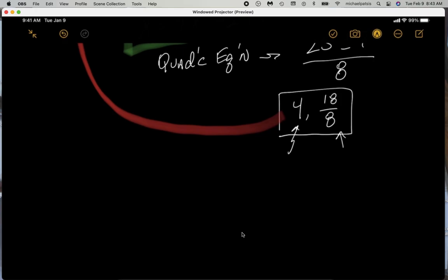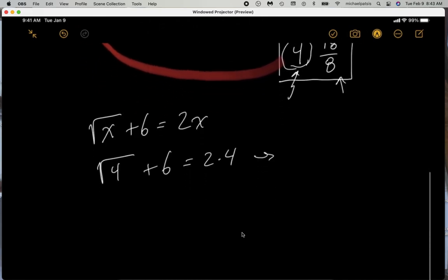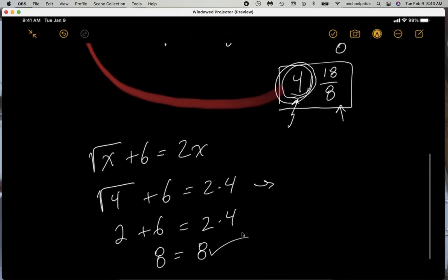Let's try 4 first. So the original equation is the square root of x plus 6 equals 2x. So you're going to have the square root of 4 plus 6 equals 2 times 4. You're going to have 2 plus 6 equals 2 times 4, 8 equals 8. This is a legitimate solution.